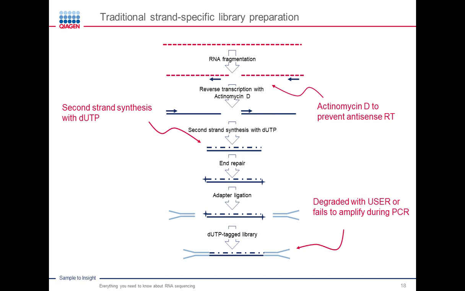Following end repair, you have adapter ligation, so you're ligating your Y adapters. And then ultimately, you have your library amplification. Basically, your second strand is tagged with the dUTP, and this is degraded, and the tagged dUTP strand is not amplified during PCR. So what that enables you to do is have strand specificity, because you've basically degraded one of your strands during library amplification.